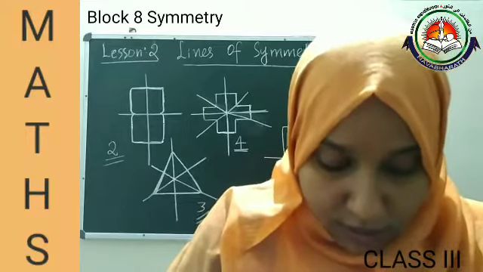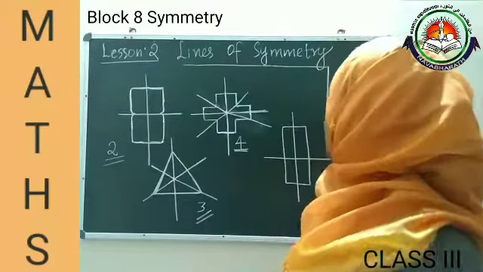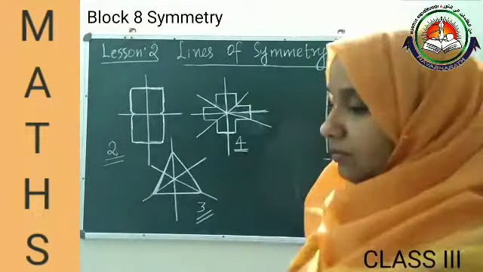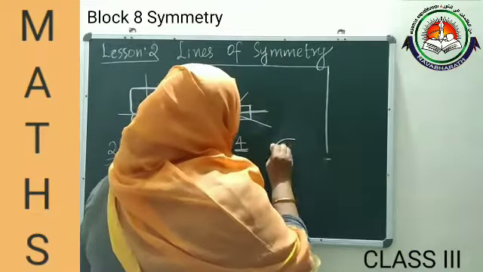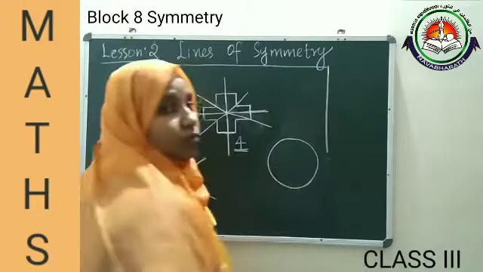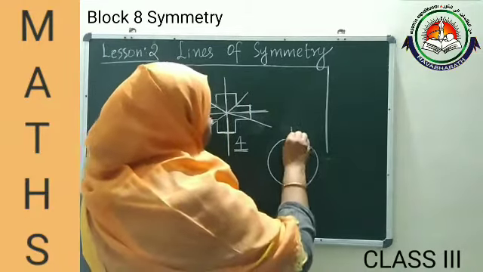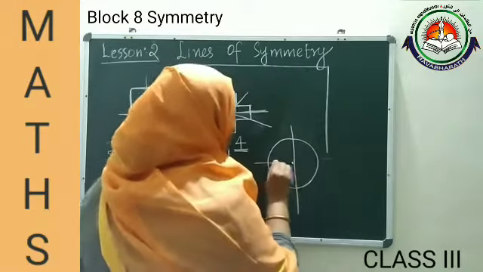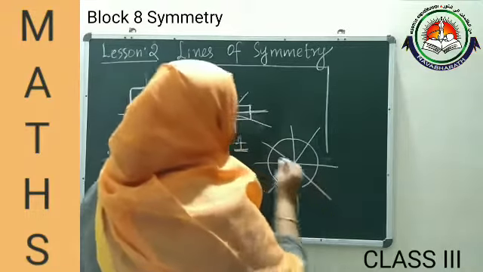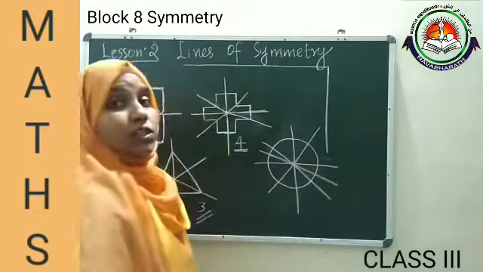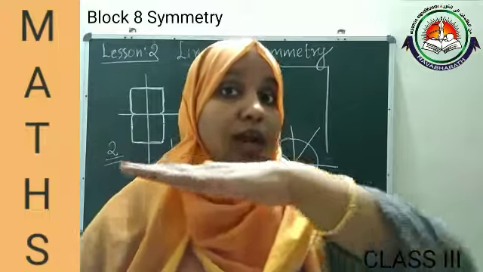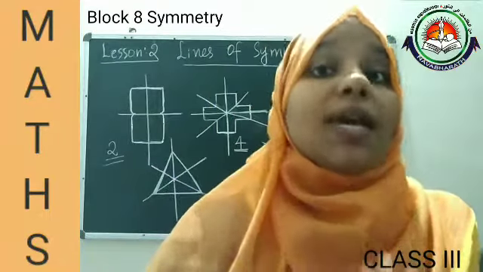Okay, then children, let us discuss a circle. For a circle, suppose this is the center. We can see so many lines passing through the center of this circle. We can divide this circle into 2 equal halves if the line of symmetry passes through the center.